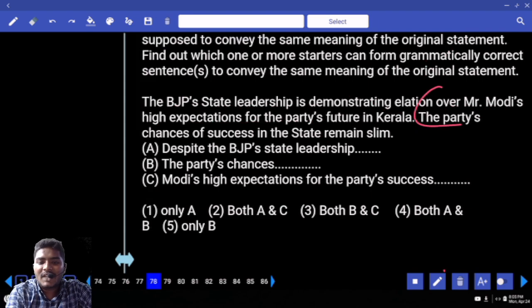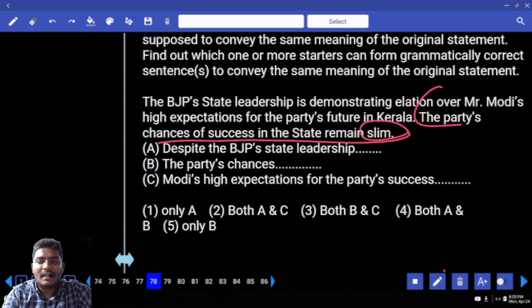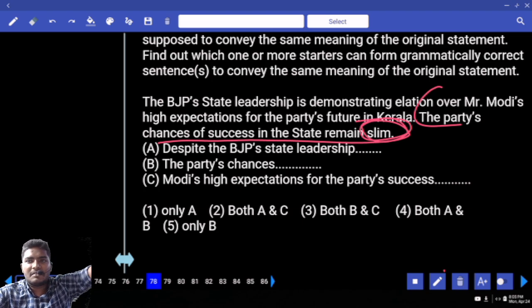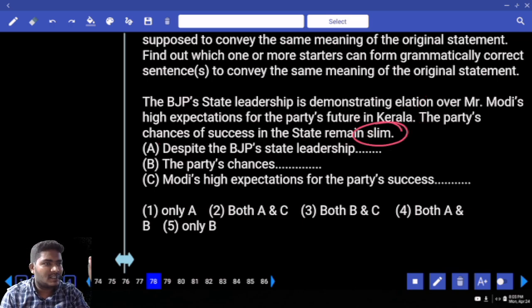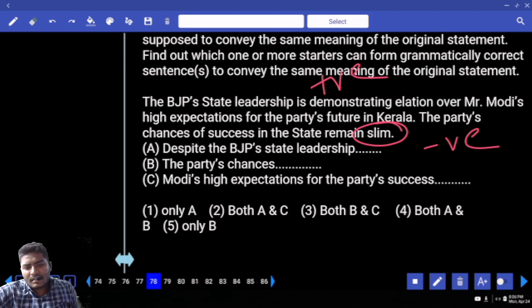Now, the party's chances of success in the state remain slim. The state BJP in Kerala is saying, next year we will win. They are very exaggerative, but the chances of winning are very less. Now this is a positive one and this is the negative one. Now you can connect. Start.